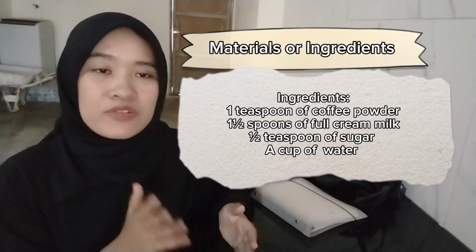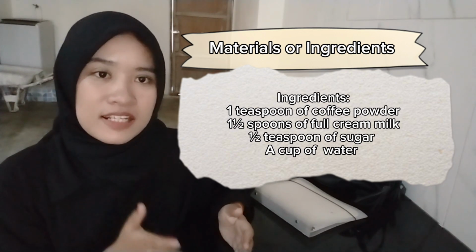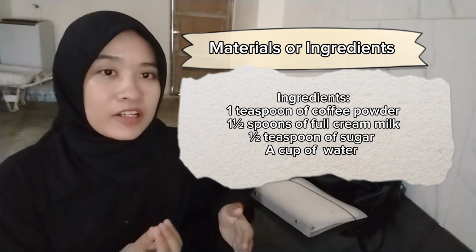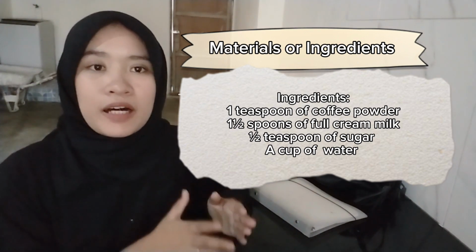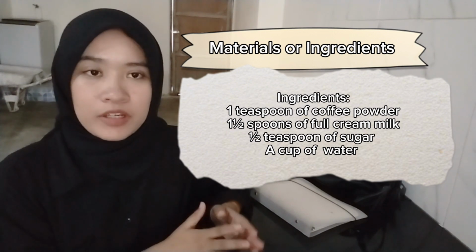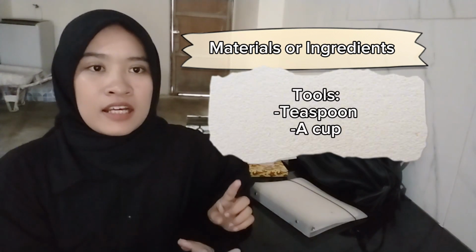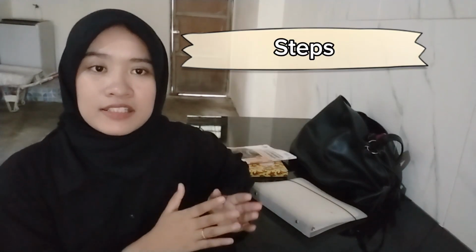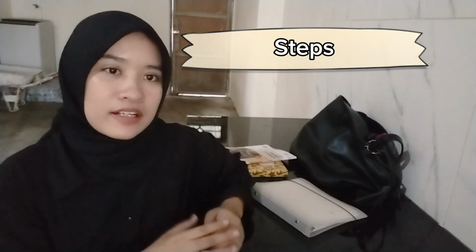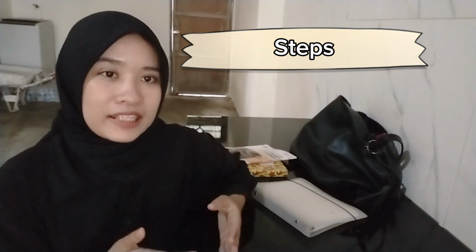So you have to write down all the ingredients you need to make simple creamy coffee milk in this second part, followed by the tools needed to make creamy coffee milk, such as a teaspoon and a cup. And the final part is the steps in making creamy coffee milk. Here, you have to be coherent in writing down the steps.